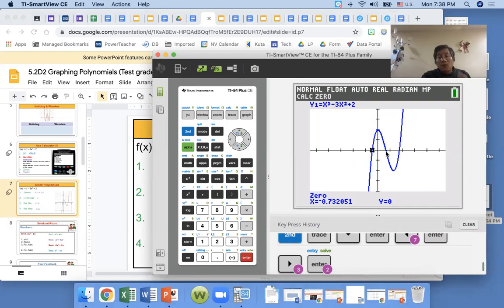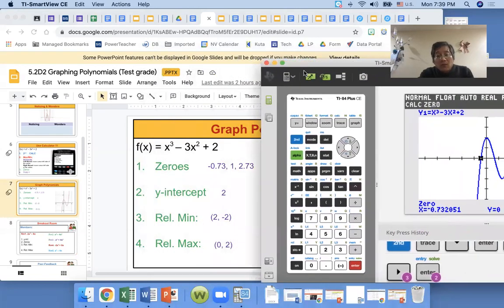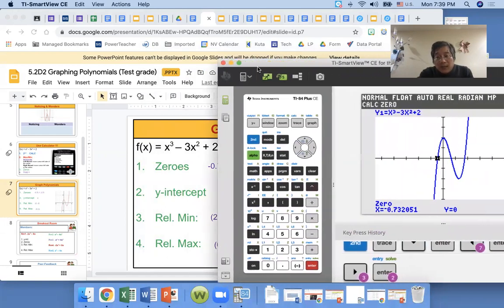You need to do it one at a time. You cannot find out all three zeros at the same time. All right. So one at a time, because this is decimal. You look at the table, they will not show you. The table doesn't show you the zeros. Only integer zeros will be shown. All right. So if you find all three zeros, now 0.73 and 1 and 2.73 you will get, right?